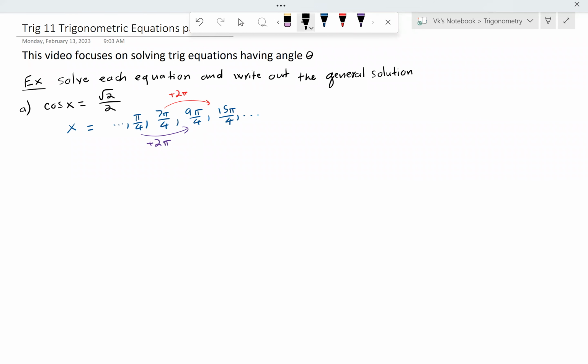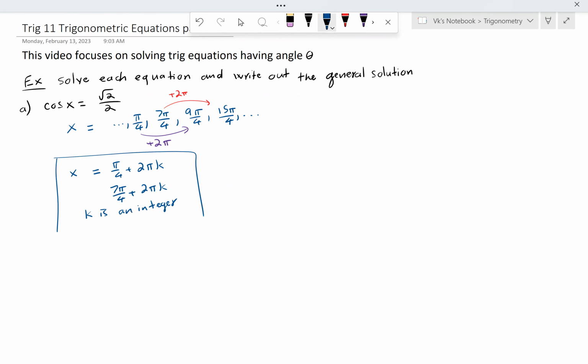Well, we can represent these angles as x equal to pi over 4 plus 2 pi k and 7 pi over 4 plus 2 pi k. k is an integer. Next time we can use k as an integer.